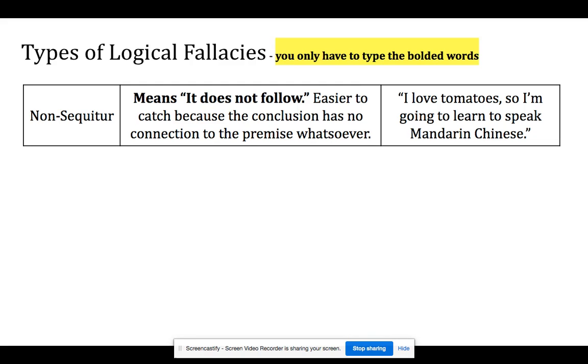These are pretty easy to spot just because there's no connection to them whatsoever. It's I love tomatoes, so I'm going to learn to speak Mandarin Chinese.